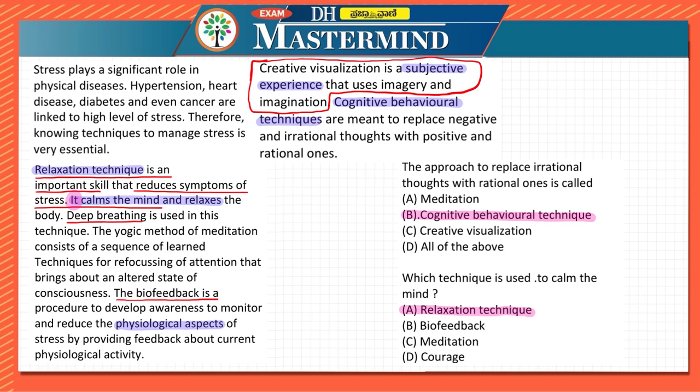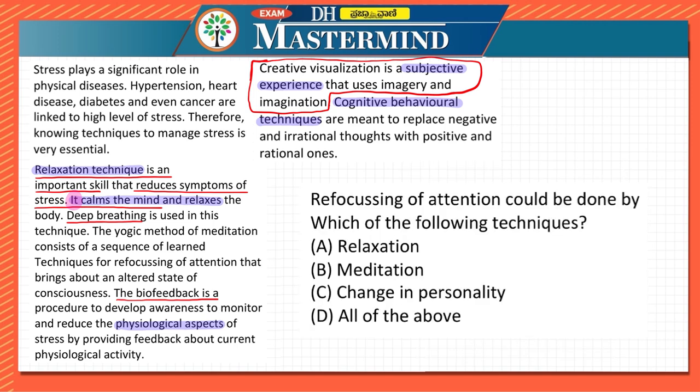Now, after reading the whole comprehension, after reading the whole paragraphs over here, they are asking the last question, which is concentrating on utilization of all of these. That is, they are also mentioning the refocusing of attention. This could be done by which of the following techniques? So, this can be done by relaxation. They are also mentioning meditation as a method of it, and change in personality, that is by replacing our thoughts from negative to positive, that is irrational to rational. So here the answer will be D, which is utilization of all of the above.